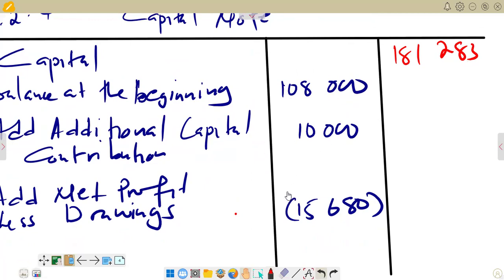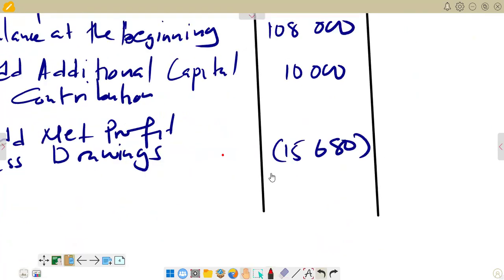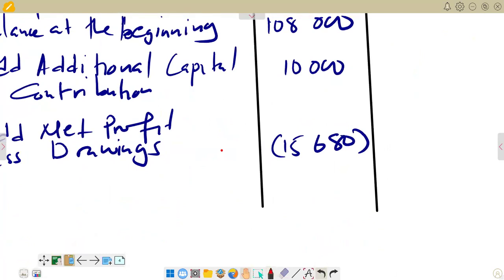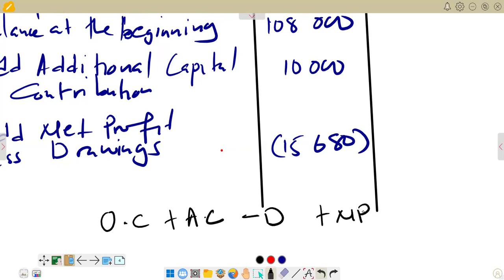In other words, we can just present it in the form of a formula so that it becomes simple. Remember, this formula is saying our opening capital is our capital at the beginning. You add the additional capital. You subtract your drawings. You add your net profit. Get your closing capital. So this is exactly that. The figure that we are looking for is the figure for our net profit, so you can just make it the subject of the formula there.